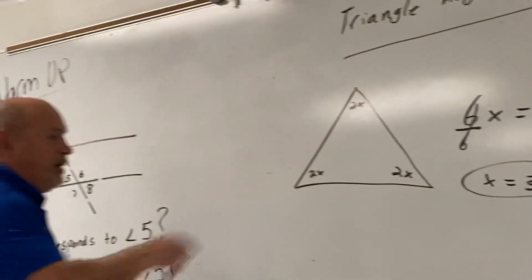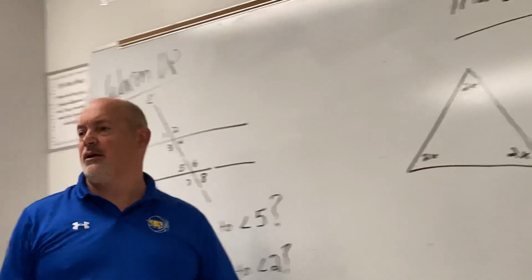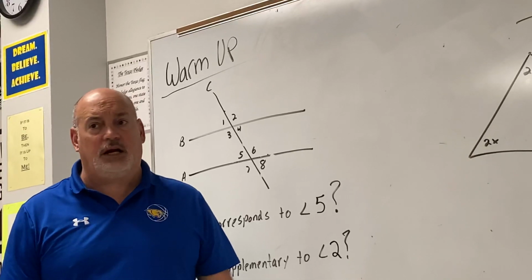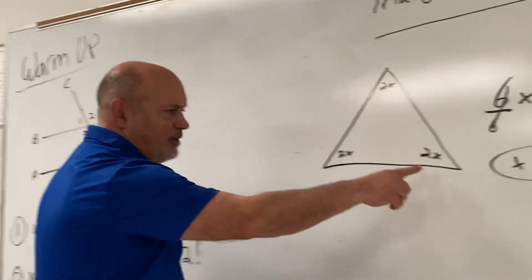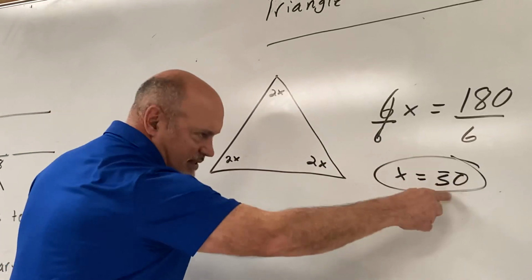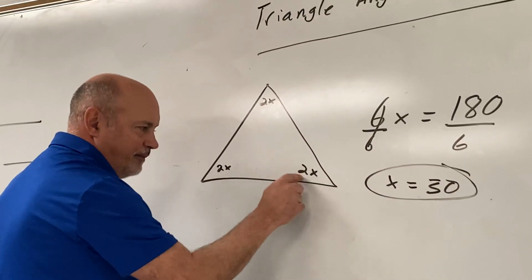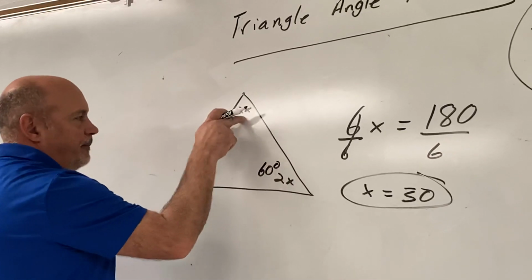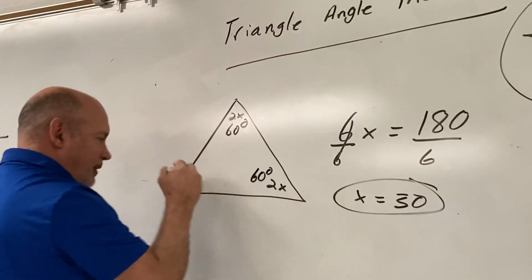So what's 30 plus 30 plus 30? That ain't 180. It's 90. So it ain't 30. What does it say this corner is? 2 times x. What is x? So what is this corner? 60 degrees. What's this corner? 60. What's this corner? 60.